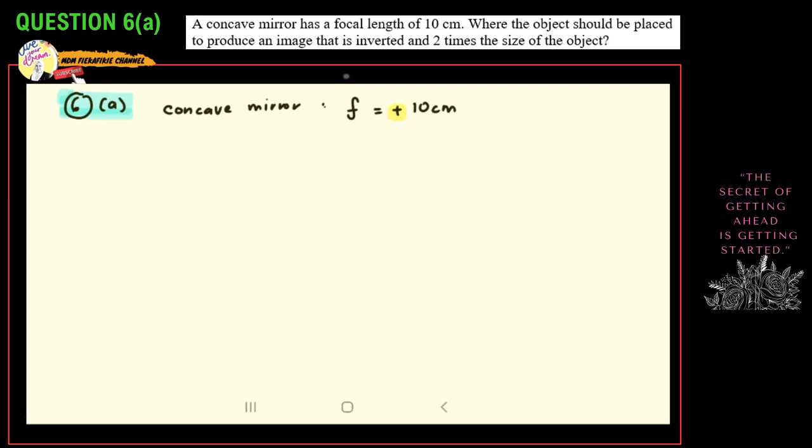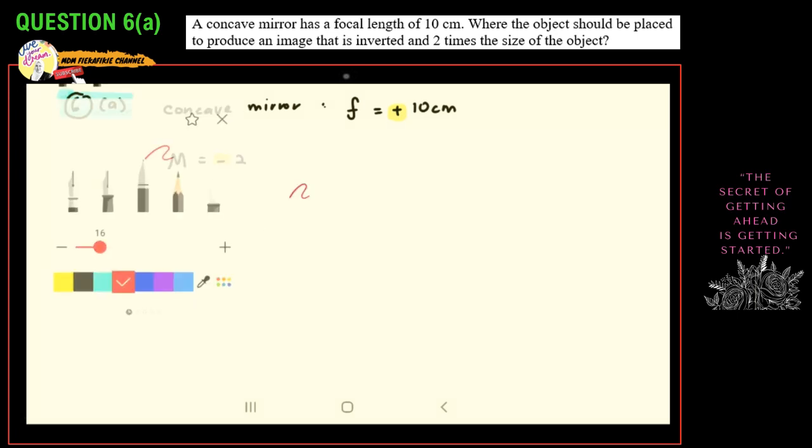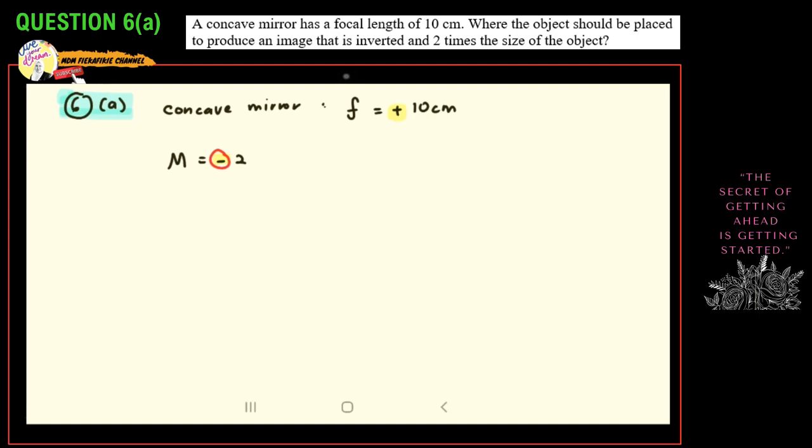Alright, so where the object should be placed to produce an image that is inverted and 2 times the size of the object. So this time we are given the condition where the magnification M is equal to 2, but the image is inverted so that M is equal to negative 2. Okay, so here we have negative sign to show you that the image produced is inverted.